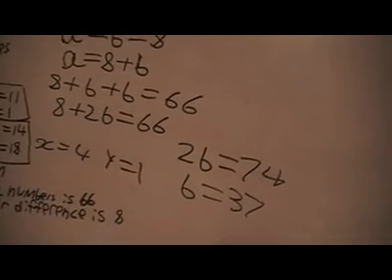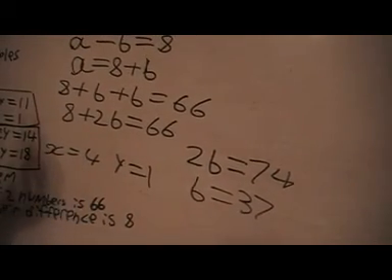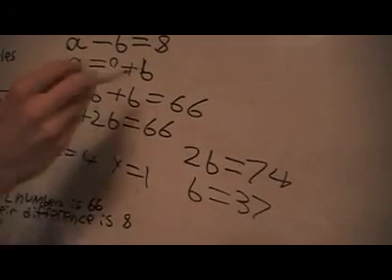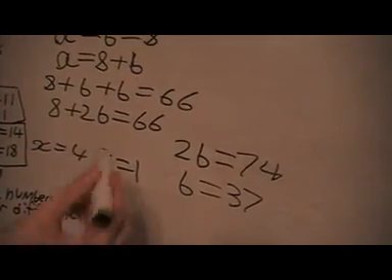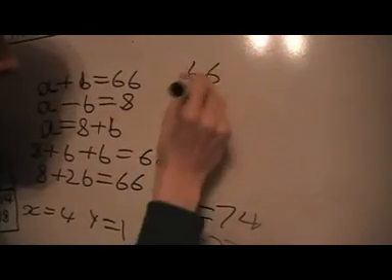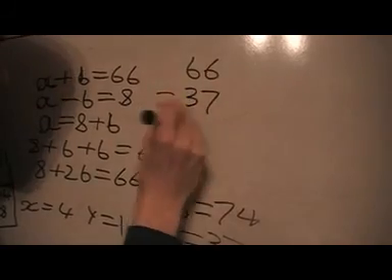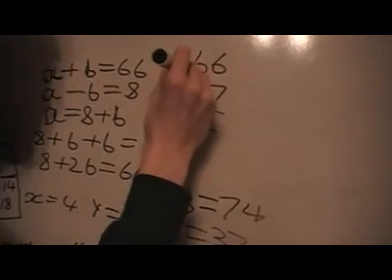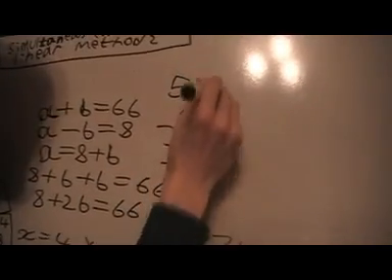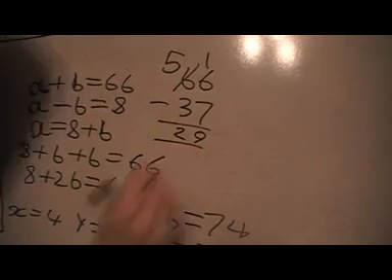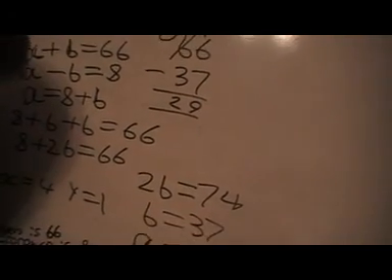Then if I substitute that into my other equation, that's B, so I can basically just do 66 minus 37, which is pretty easy. So it is 29. And that's the solution.